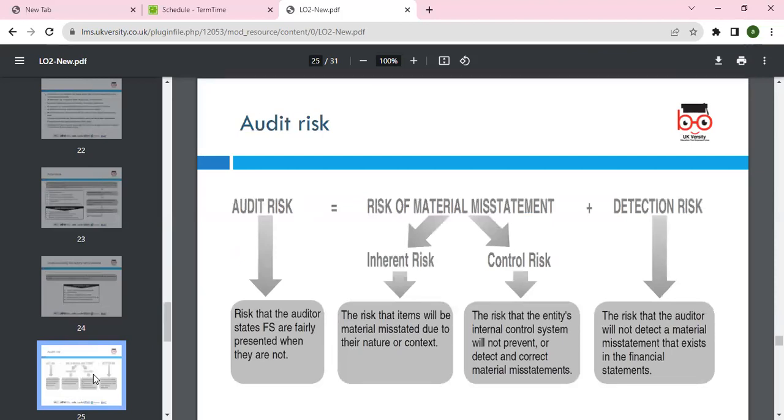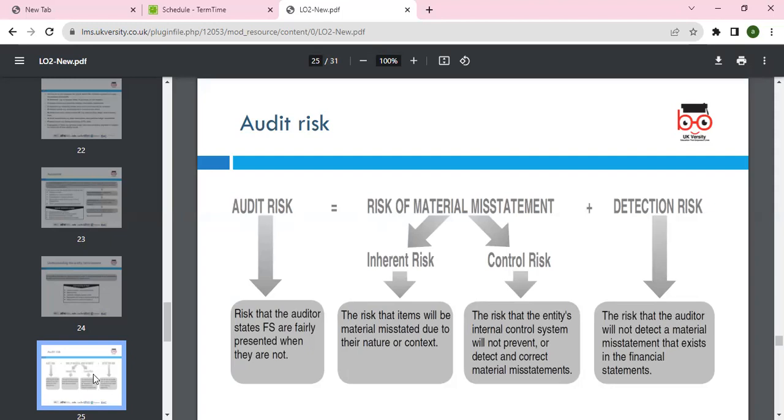Okay, when we say audit risk, there are three types of risk. Audit risk is the risk that the financial statements are stated as fairly presented when they are not. So the financial statements were not fairly presented, but the auditor has said they were. So this is the audit risk. The audit itself creates a risk, it does not detect the risk.